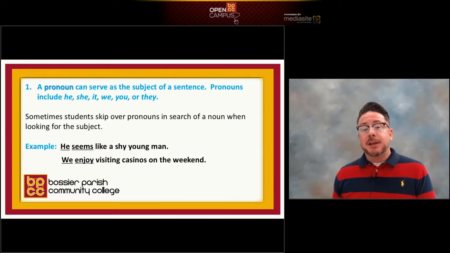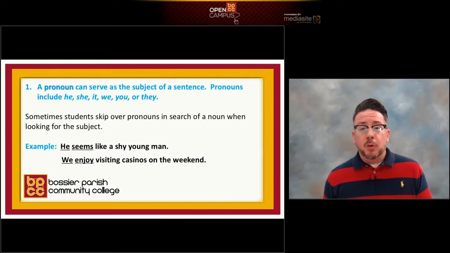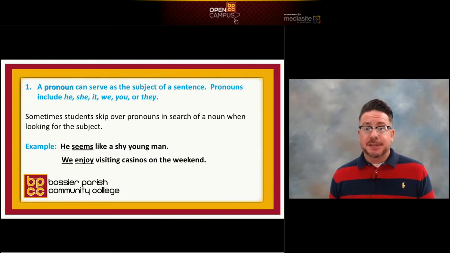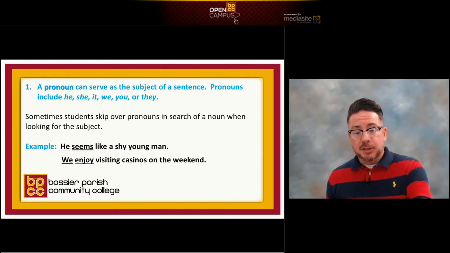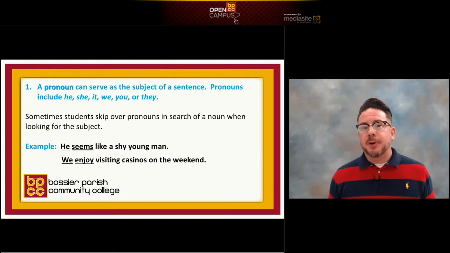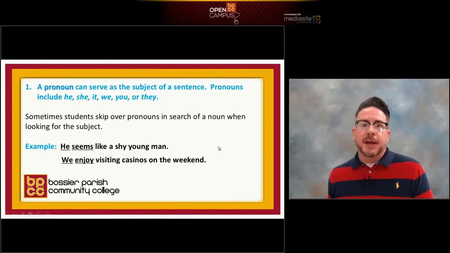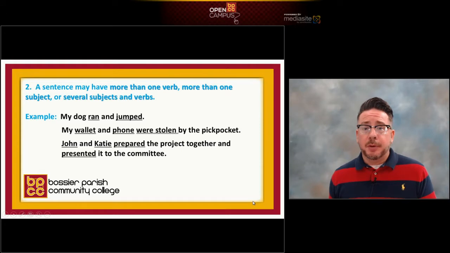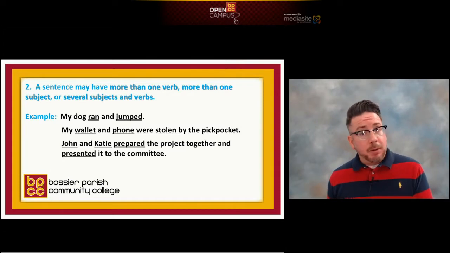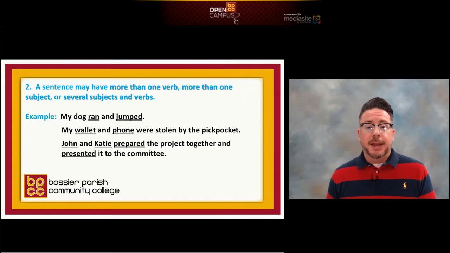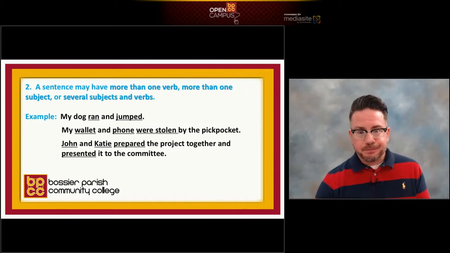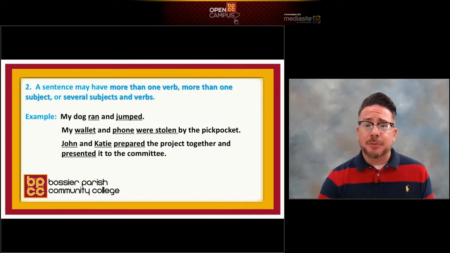He seems like a shy young man. Well, in this case, he is the subject of the sentence. And you see underlined, I have the subject underlined, and the double underline is the verb. I'm going to use that method of identifying subjects and verbs throughout the rest of the video. We enjoy visiting casinos on the weekend. So we is the subject, even though it's a pronoun, it's still the subject, and enjoy is the verb. All right, let's move on to the second rule.